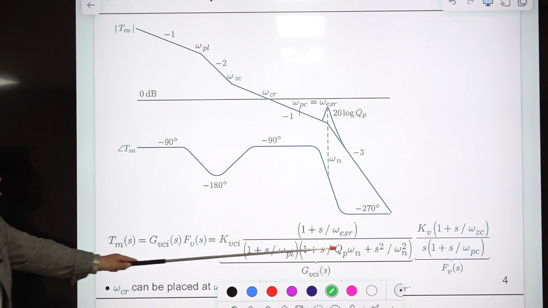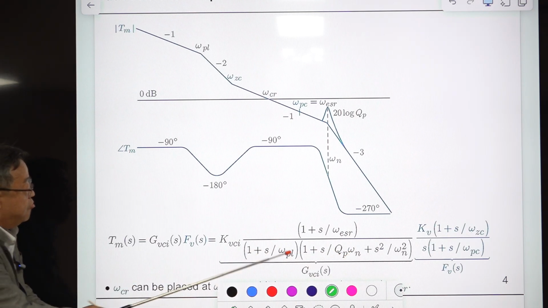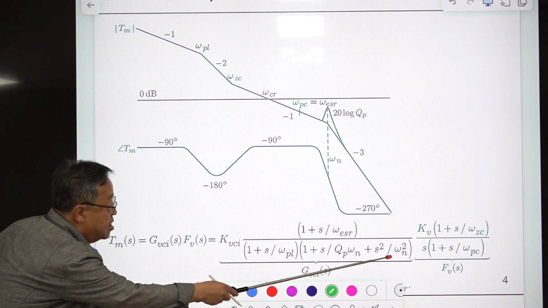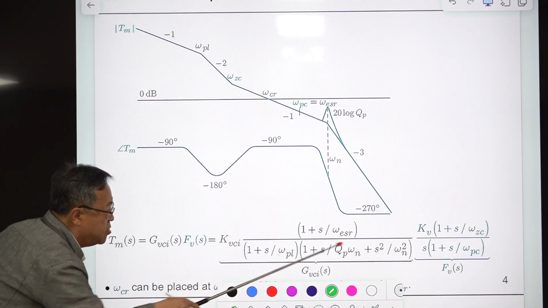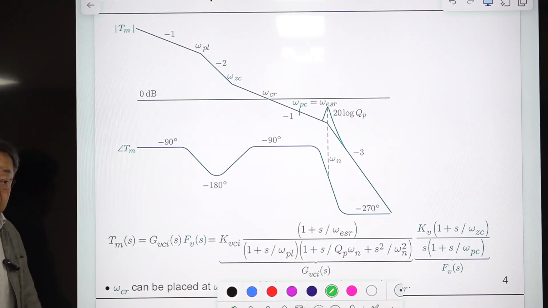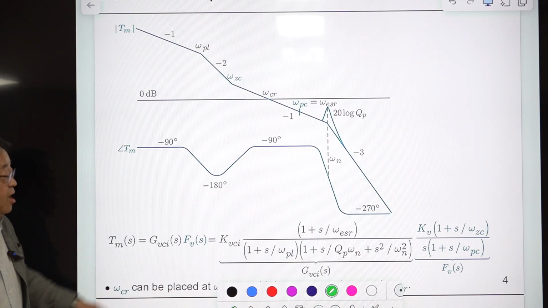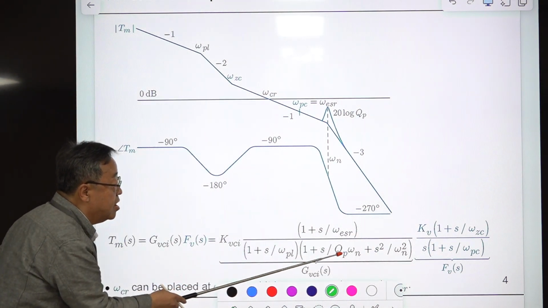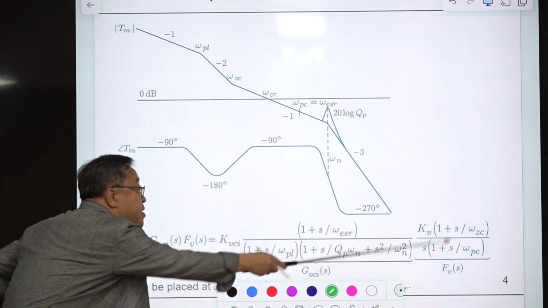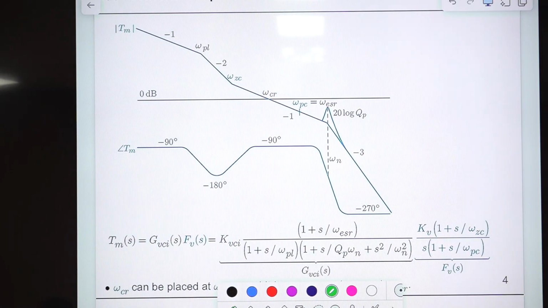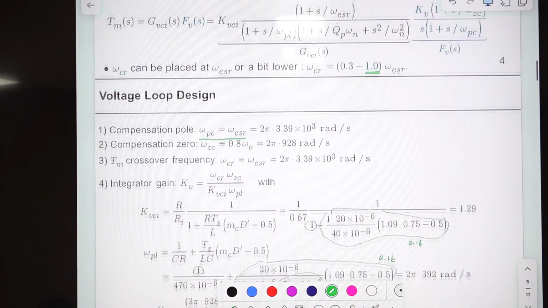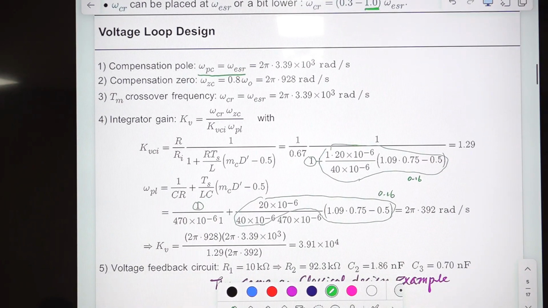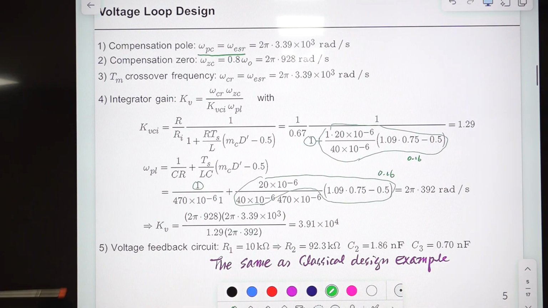So we have this. Previously, in classical analysis, we don't have this, and we have some additional pole. That pole is gone here, and this second order pole, the double pole, is coming in, and this is the same structure for the voltage feedback compensation. And for the voltage loop design, this guideline is exactly the same as the previous case.